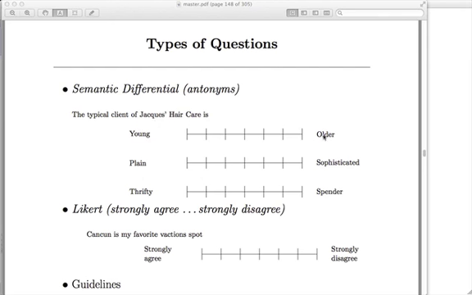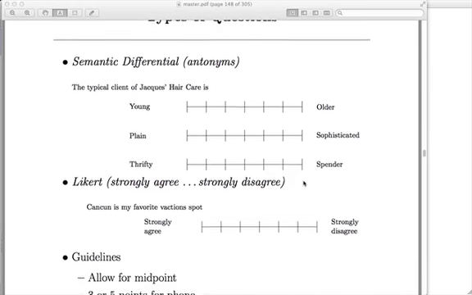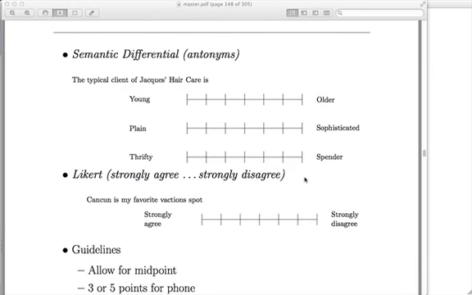So the semantic differential scale has scale anchors that are antonyms. So the typical client of Jacques hair care is young or old on a 7-point scale. Plain or sophisticated, thrifty or a big spender. All right, so these are really good questions. Likert scales, on the other hand, are exactly like semantic differentials, but have different anchors. So the Likert scales usually are anchored by strongly agree to strongly disagree.